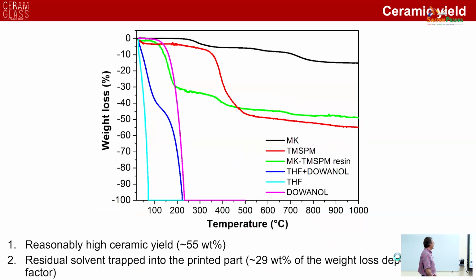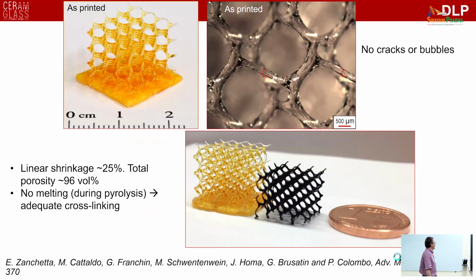And I can skip this. You can see that indeed we have been able to print. This is just a demonstration piece. The yellow color comes from a photoabsorber that was added in order to achieve a better control in the z-axis. The as-printed material has no cracks or bubbles. The quality is very good.